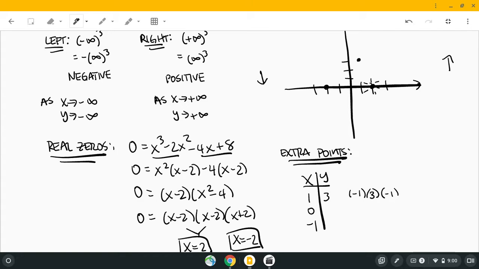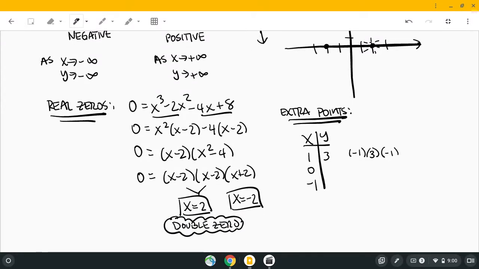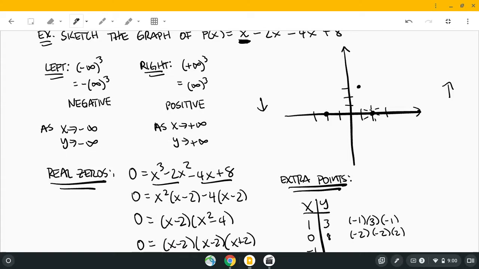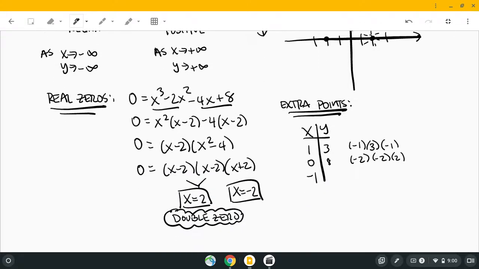When I plug in 0, I get negative 2, negative 2, positive 2, and then positive 8. That's 1, 2, 3, 4, 5, 6, 7, 8. When I plug in negative 1, I get negative 3, 1, negative 3, so that's 9.